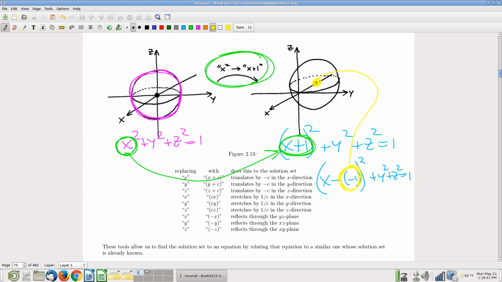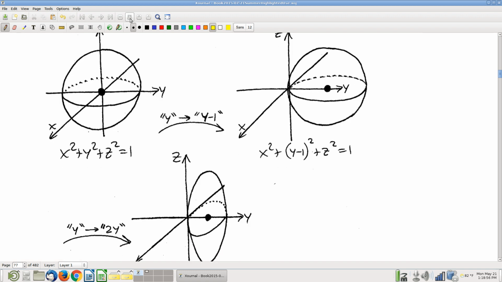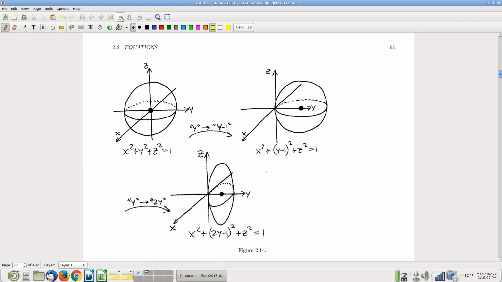Or what I wrote here stretches by a factor of 1 over c. Likewise for reflections. Okay, so I'm going to show you one more example of this, just because it's confusing. I think this is definitely worth going through. Let's see, I guess I can zoom back out. That's fine. So suppose I want to understand.